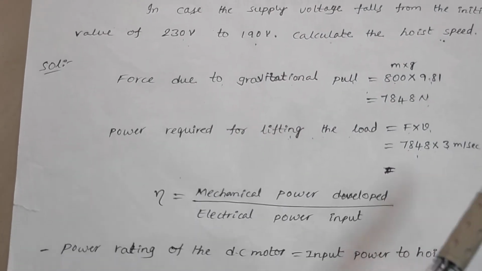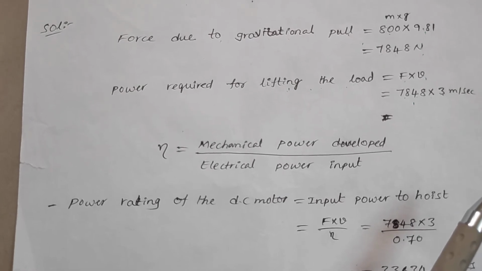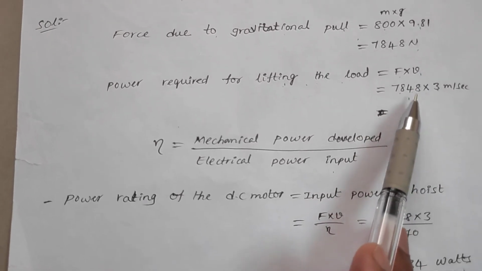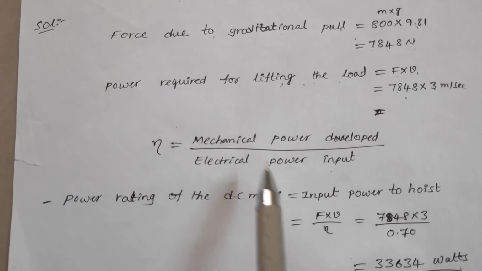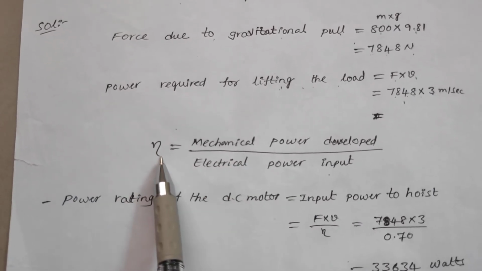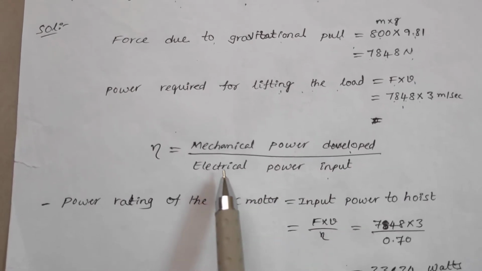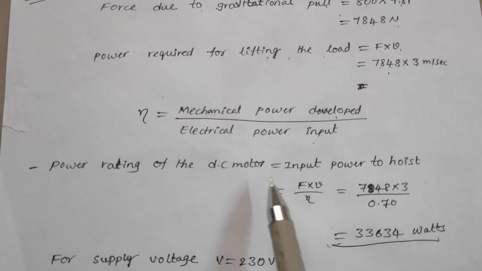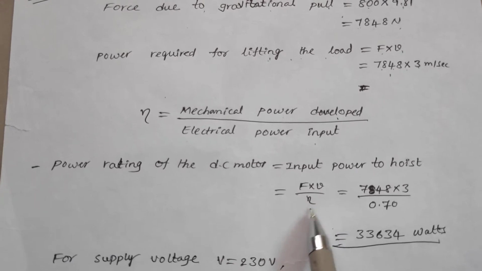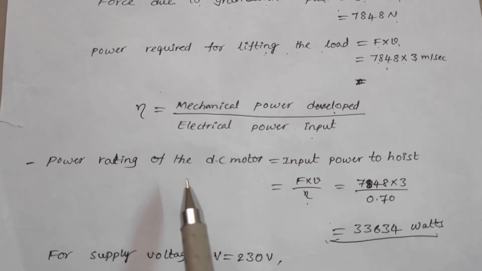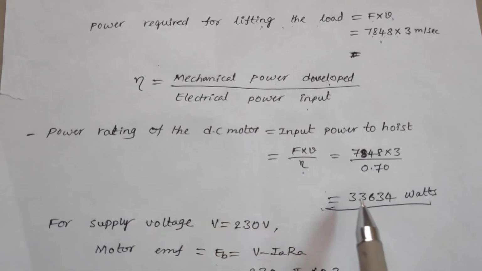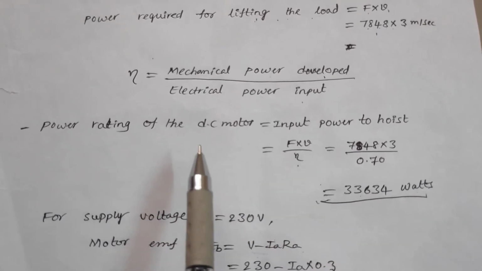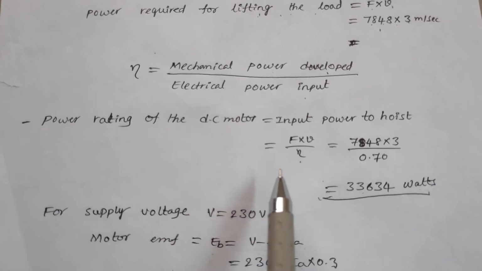The efficiency is nothing but mechanical power developed divided by the electrical power input. We already calculated the mechanical power developed, that is F into V. Substituting the efficiency 0.7 in this equation, we can get the electrical power input, which is the power rating of the DC motor, equal to F into V by efficiency. By substituting these values, we get the power rating of the DC motor as 33,634 watts.